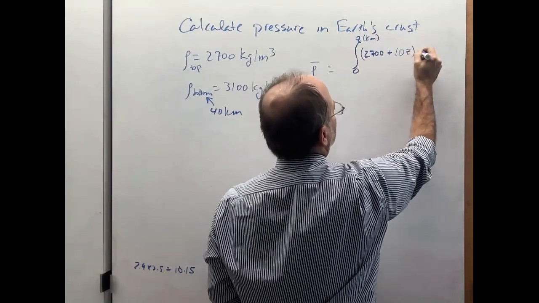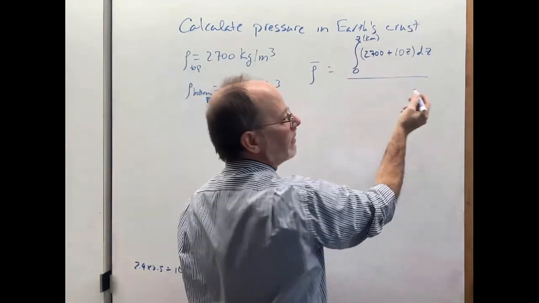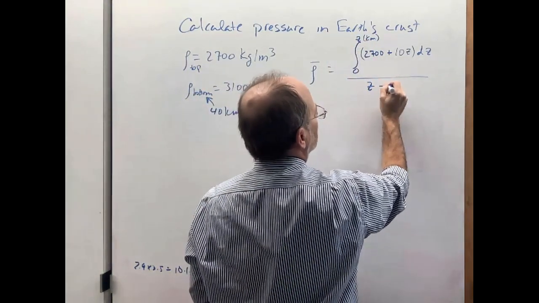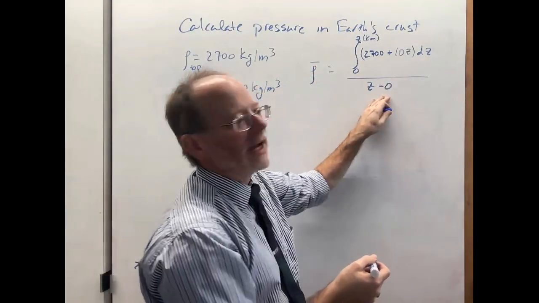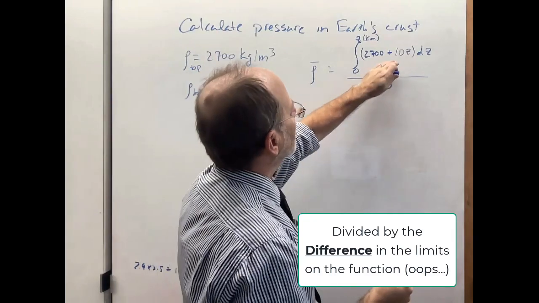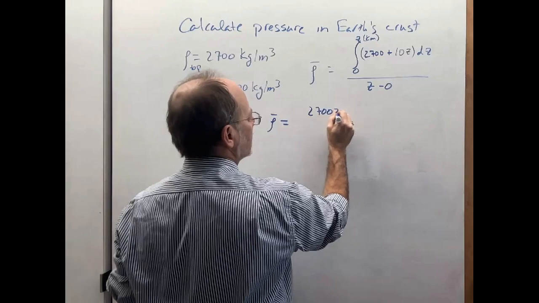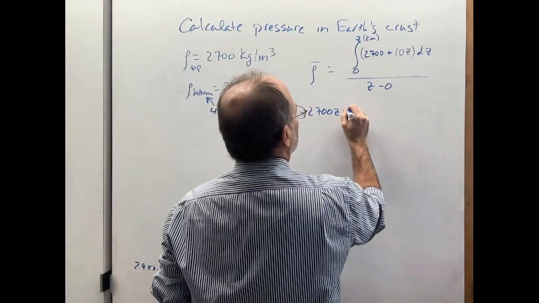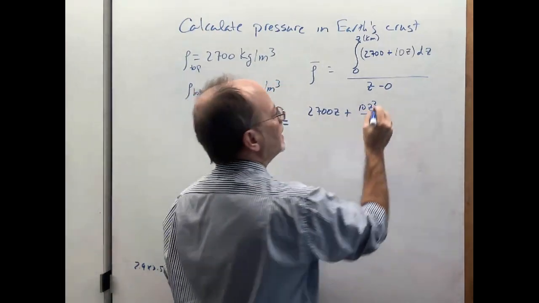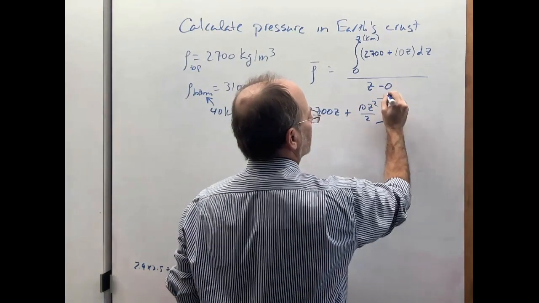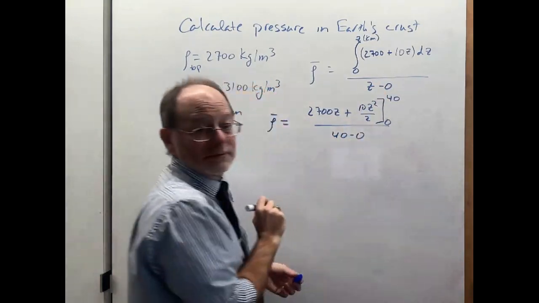So we're going to take this dz, we're going to integrate this from 0 to our depth z, and then we're going to divide by z minus 0. Okay, that's the definition of an average. It's the integral of the function divided by the limits on the function. Okay, so if we take this, we get rho bar equals 2,700 z plus 10 z squared over 2, evaluated at 0 and 40, divided by 40 minus 0, right?